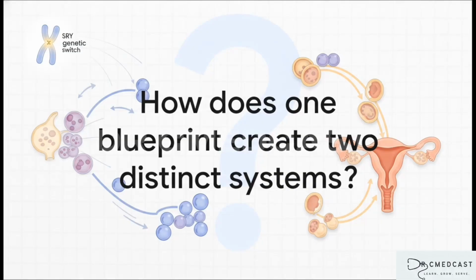So we come back to this central question: how does one single blueprint create 2 totally distinct systems? Well, the answer is just this beautiful cascade of events. You have cell migration, precise hormonal signals, and targeted gene expression, all triggered by that one single genetic switch. It really is a remarkable testament to the efficiency and honestly the elegance of developmental biology.